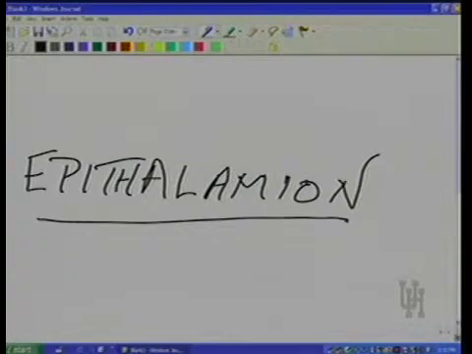Okay. And an epithalamion is not only the title of this poem, but it is also the designation for a certain poetic form, and that is a marriage song. A marriage song. And so this is the celebration of a marriage.